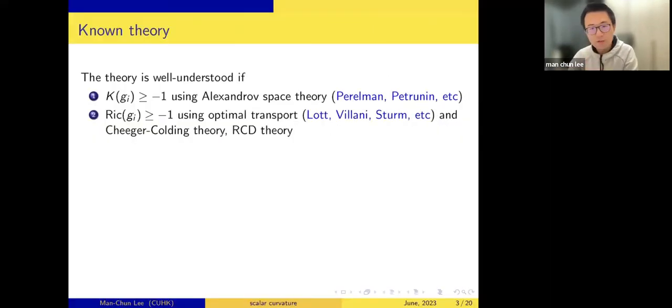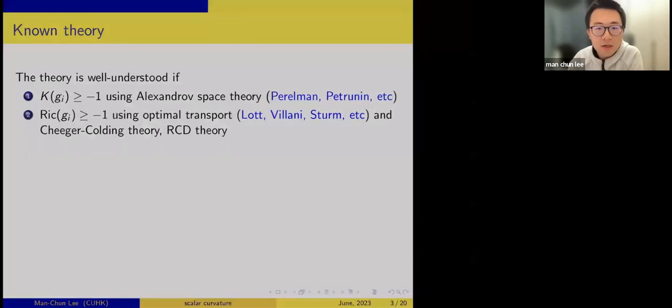And then for Ricci curvature, we still have good theories based on optimal transport and the Cheeger-Colding theory. Of course, by now we know the RCD theory, which basically says that the Ricci lower bound is equivalent to saying that the Bochner formula works in some W^{1,2} sense on metric measure spaces.